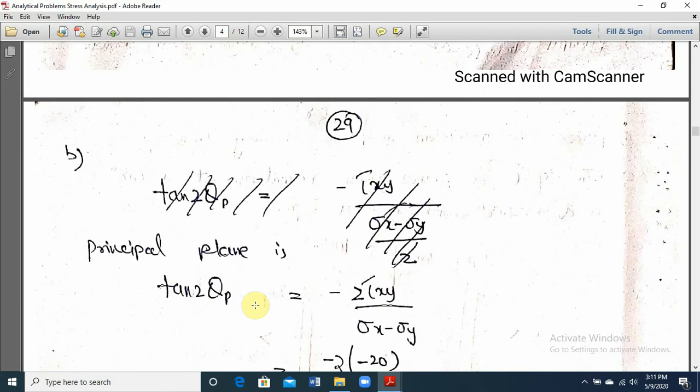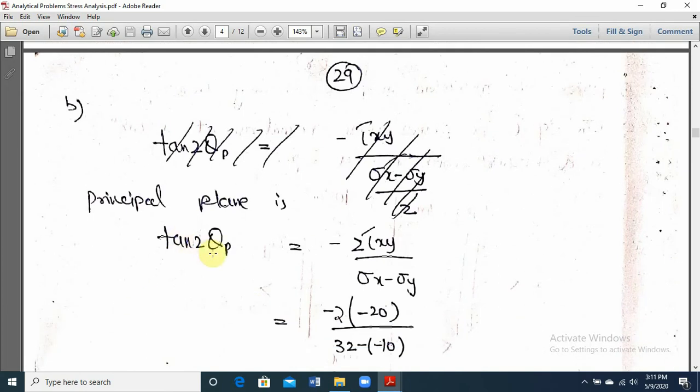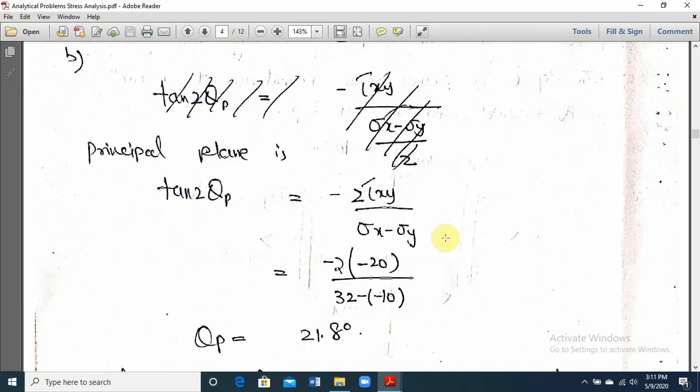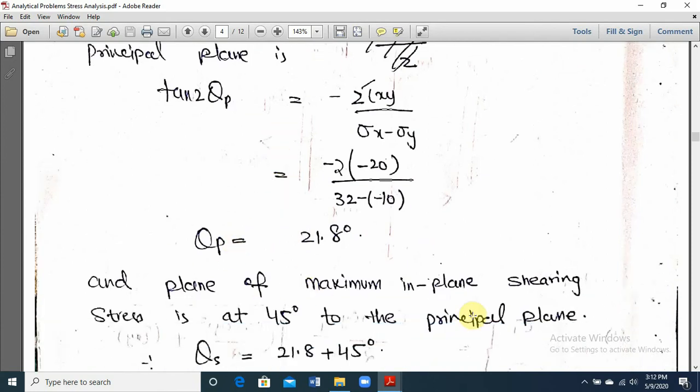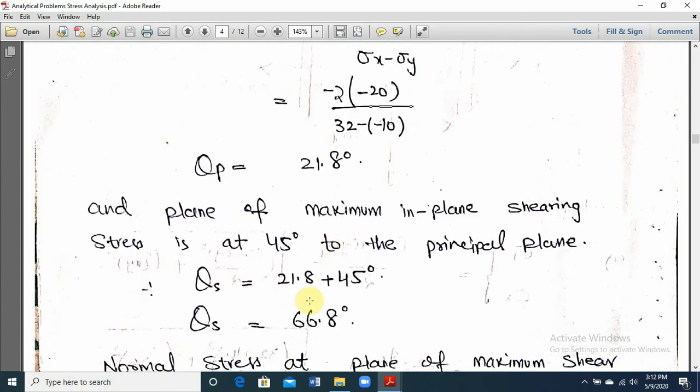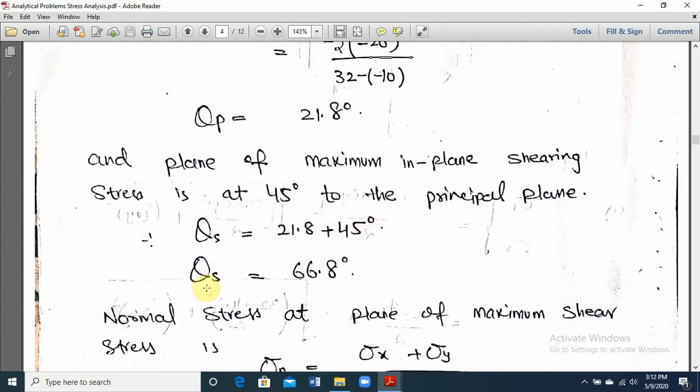Now we need to determine the principal plane also, which is given by tan 2 theta p is equal to minus 2 tau xy divided by sigma x minus sigma y. Minus 2 into tau xy value is minus 20, sigma x is 32, sigma y is minus 10. So your answer comes out to be theta p is equal to 21.8 degree. This shows a counterclockwise angle of 21.8, and the plane of maximum in-plane shearing stresses will be what? At 45 degree to the principal plane. So we add 45 to this and we get the maximum shearing plane as 66.8 degree.